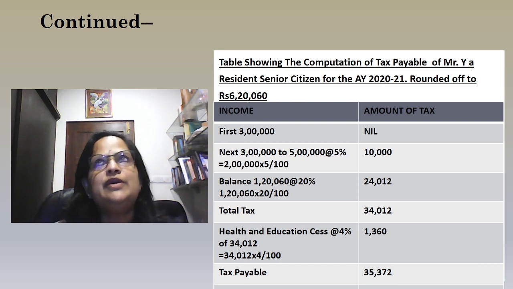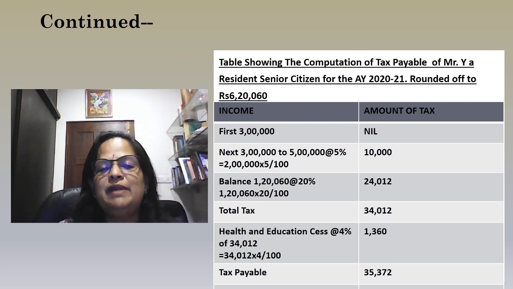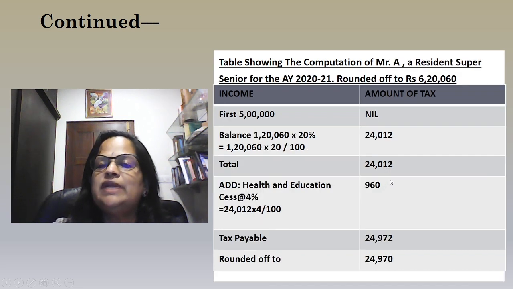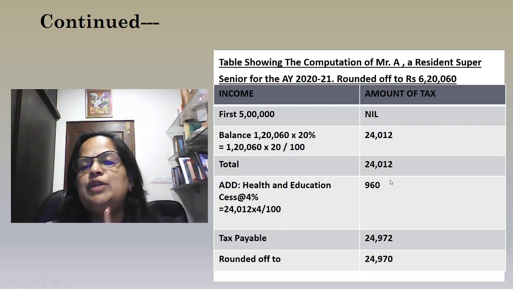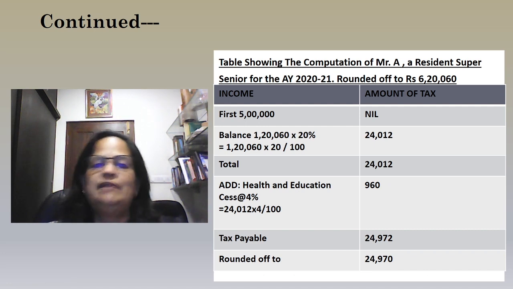Now health and education cess at 4%: 34,012 into 4 by 100 is 1,360. So the tax payable is 35,372. We have to round off this value to 35,370. Remember, the last digit cannot be 2. So 35,370.